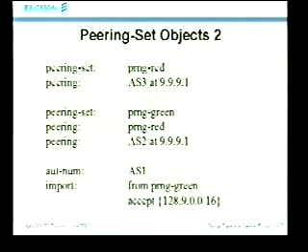So here is an example: peering set PRNG-red, peering set PRNG-green. This peering set has this peering and this one. So you can have peering sets. The names of a peering set can be in the peering attribute of another peering set object. So here we have the autonomous system object, AS1 from peering green except this.